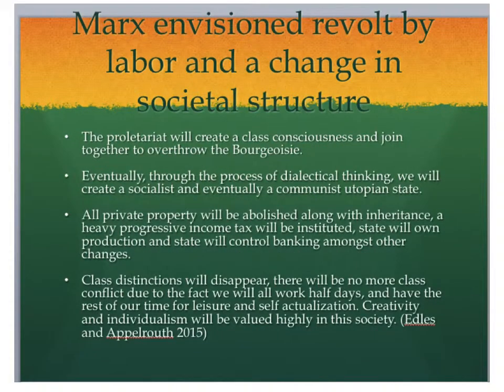Marx envisioned revolt by labor and a change in the societal structure. He believed the proletariat will create a class consciousness and join together to overthrow the bourgeoisie. Eventually, through the process of dialectical thinking, we will create a socialist and eventually a communist utopian state. All private property will be abolished, along with inheritance. A heavy progressive income tax will be instituted. The state will own production, and the state will control banking, amongst other changes.